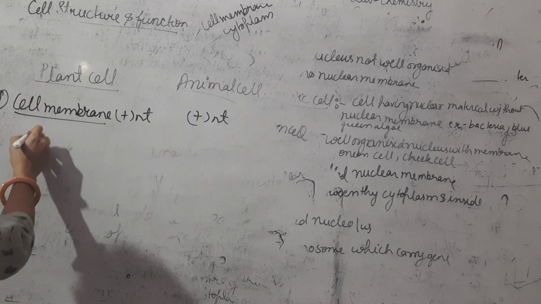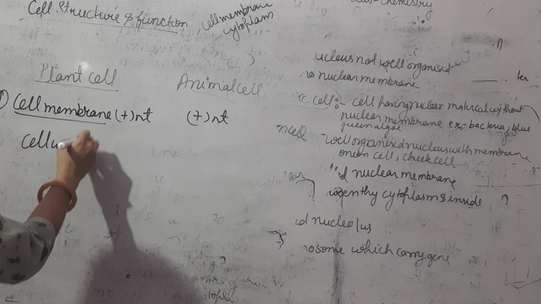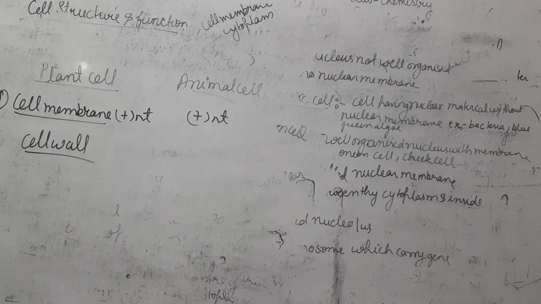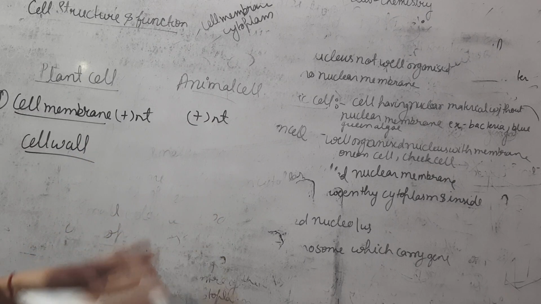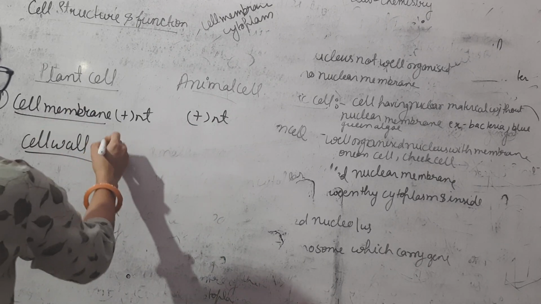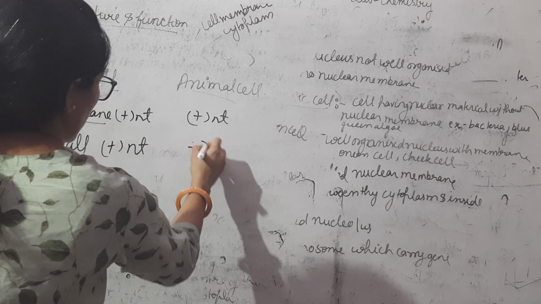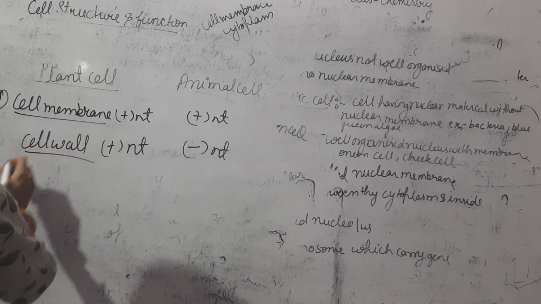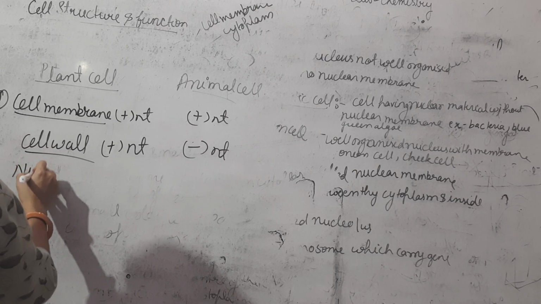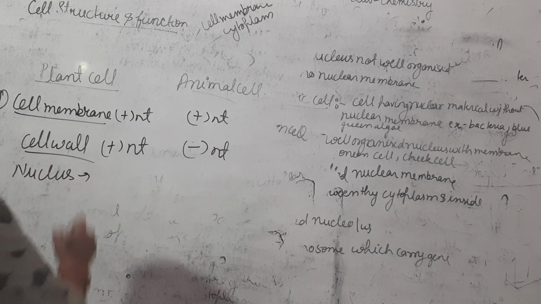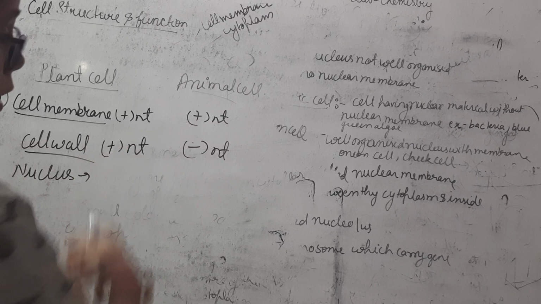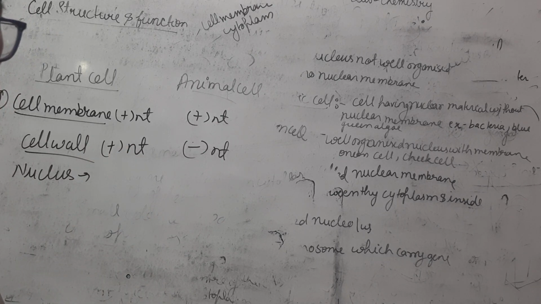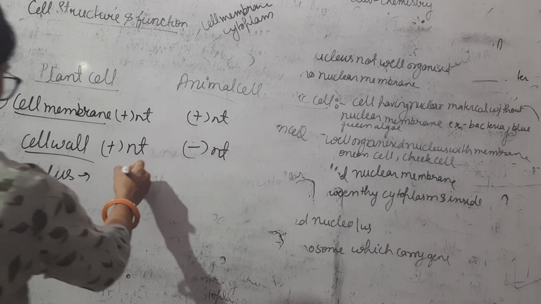Now the second property is the cell wall. Cell wall is a protective layer which is present outside of the cell membrane. It is present in plants but absent in animals. The third property is the nucleus. In both plant cells and animal cells, the nucleus is present.